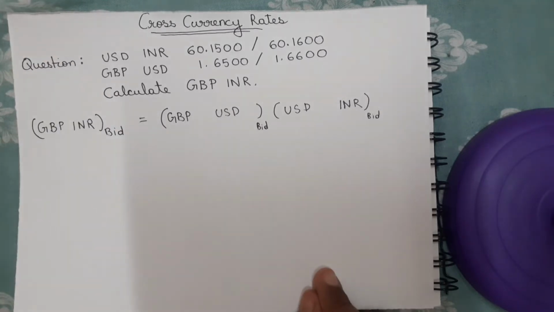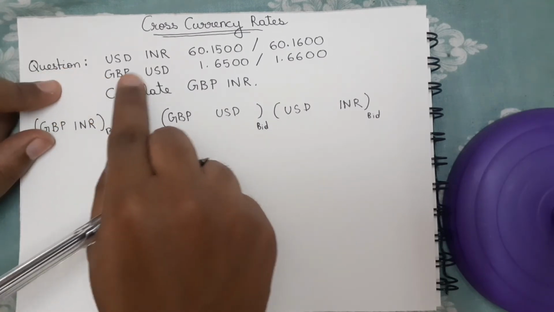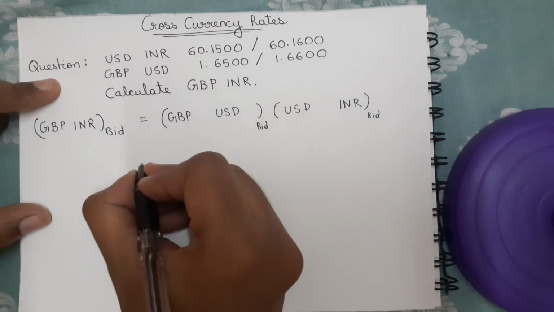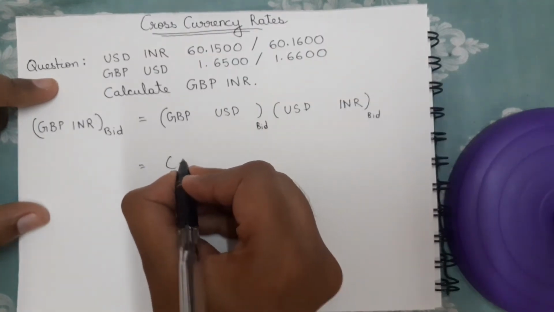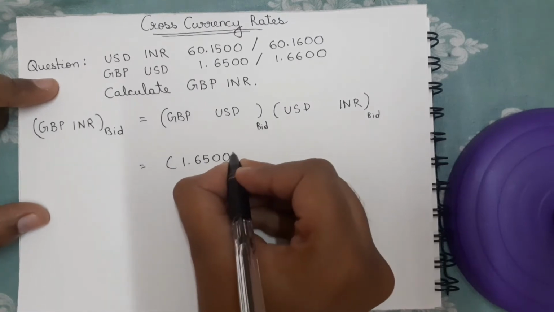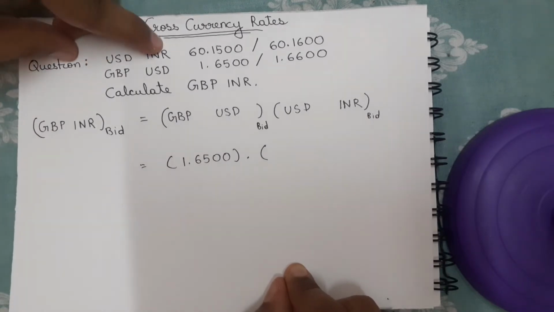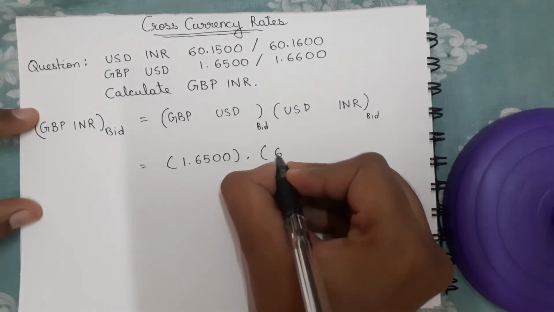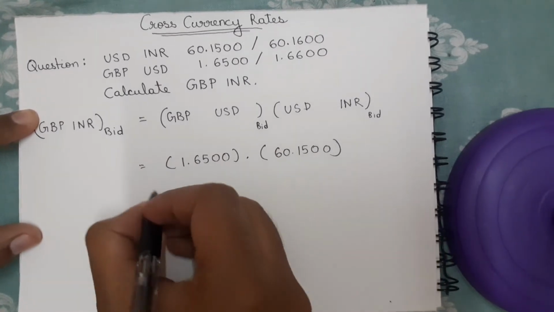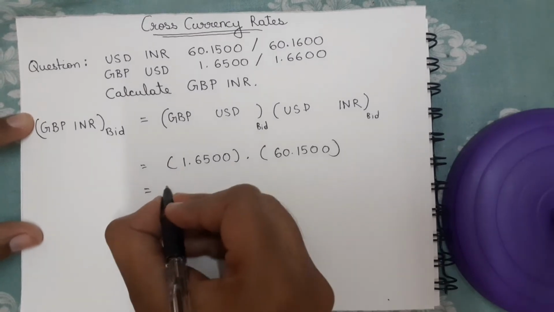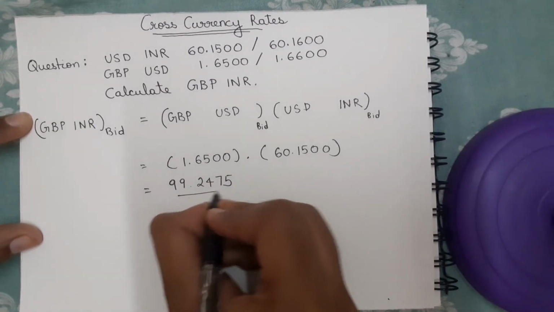Now let us look, do we have the GBP USD bid rate? Yes, in the problem itself they have given the GBP USD bid rate and ask rate. So let us write down the GBP USD bid rate, that is this one. GBP USD bid rate is 1.6500 into, now we have to look whether we have the USD INR bid rate. Yes, we have the USD INR bid rate given to be 60.1500. Now multiply both these values and we will get the GBP INR bid rate to be 99.2475. So this is the GBP INR bid rate.